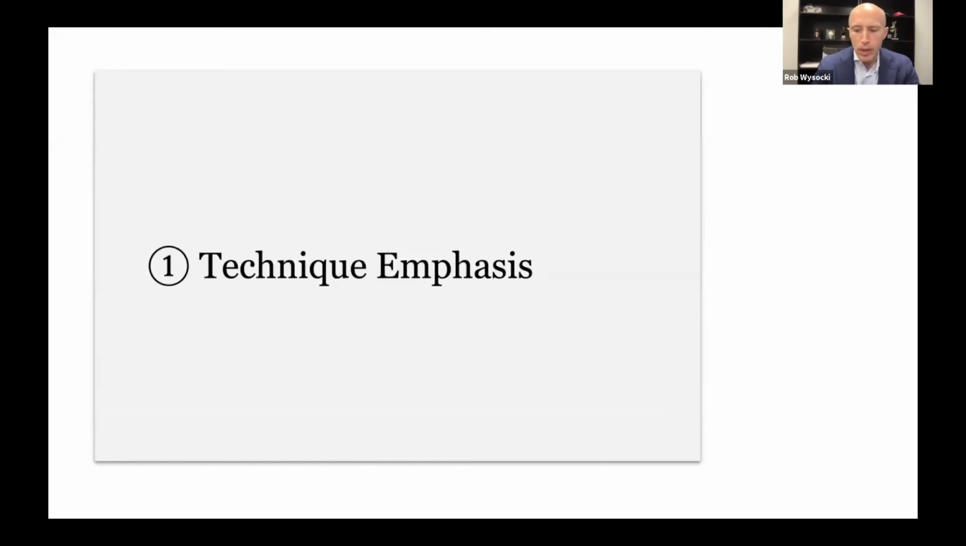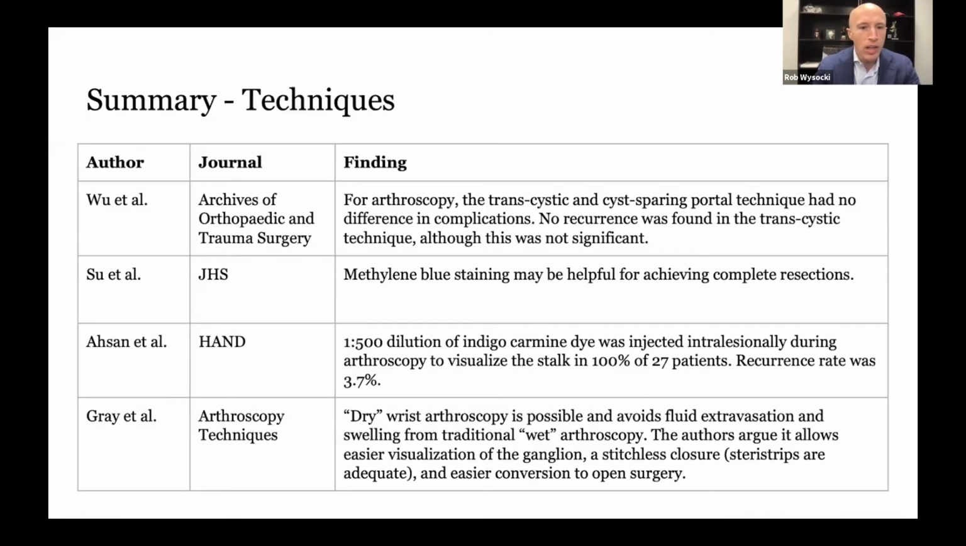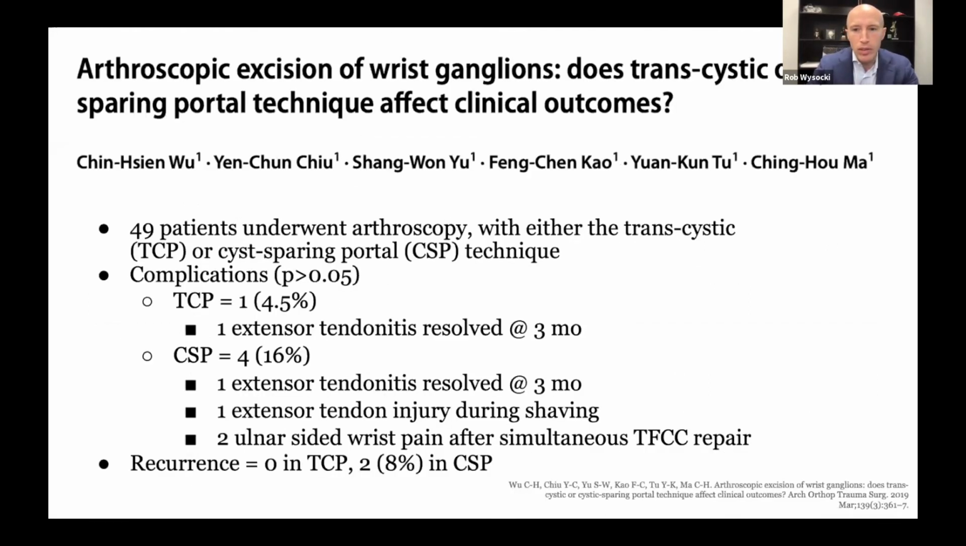First, I'll highlight a few papers that brought out some decent technical pearls. They're listed here, but I'm going to go through each of them individually. The first, by Wu and colleagues from 2019, popularized the concept of a trans-cystic portal, as opposed to a cyst-sparing portal, like a 3-4 portal placed around the cyst. A trans-cystic portal is started by an 18-gauge needle directly through the cyst, and then you can introduce an arthroscopic shaver through it. In their study there was a minimal difference in extensor tendon complications, but the larger difference was 0 recurrences for the trans-cystic portal and 8%, or 2 recurrences, in their series with a cyst-sparing portal. A newer concept, but it could benefit from further study.